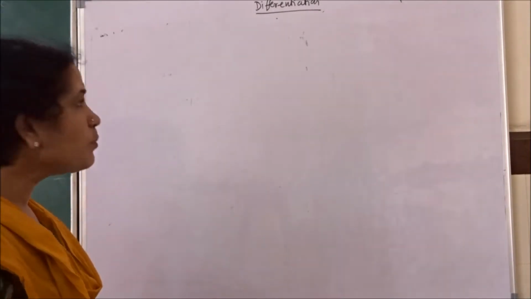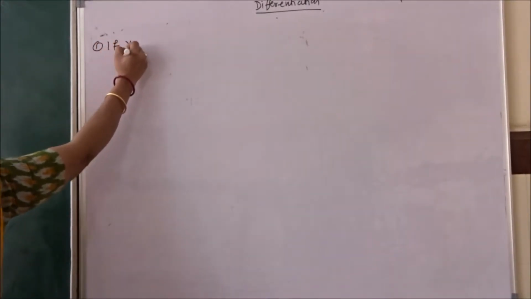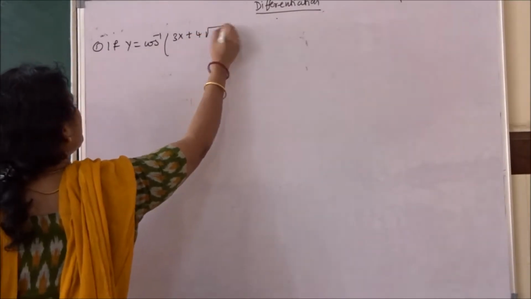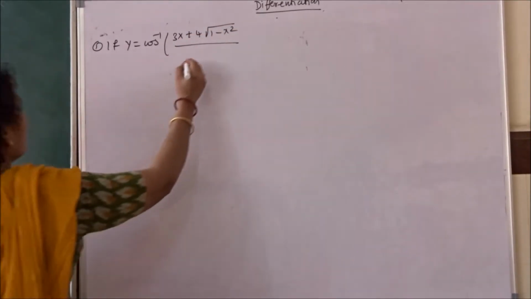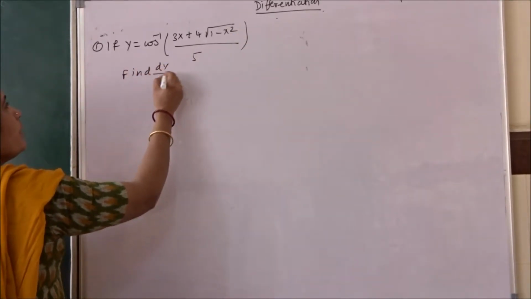Now let us see some simple questions. Now I am taking another question, number 1. If y equal to cos inverse of (3x plus 4 into under root of 1 minus x square) the whole upon 5, find dy by dx. Find dy by dx. Okay, fine.